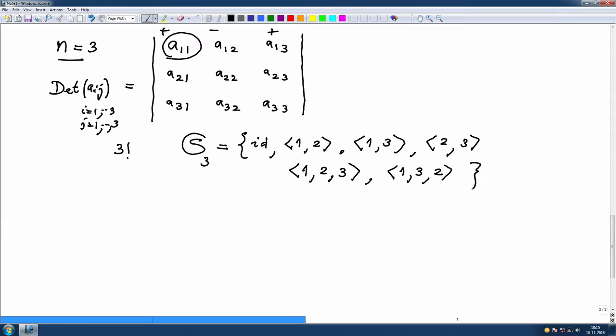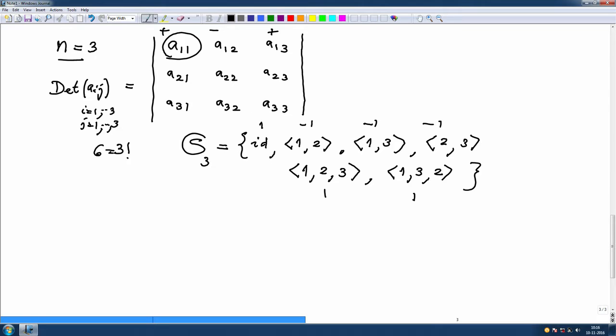We know for sure that these are 3 factorial elements, that is 6, and these are also 6 elements. Check that they are different, but that is clearly so, and these will have signs. This has sign 1, this has minus 1, this has minus 1, this has minus 1, this has 1 and 1. So 3 come with the positive sign, 3 come with the negative sign, and those are the terms.